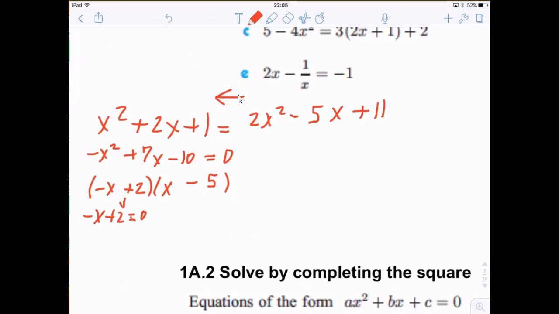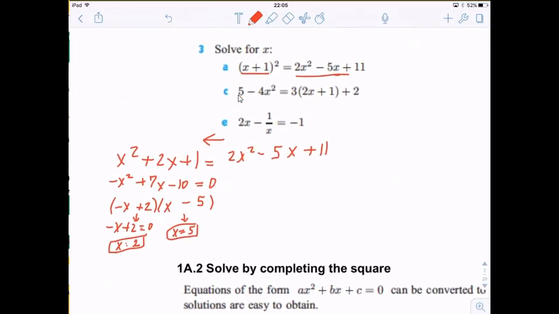Okay. So now I'm just going to figure out what the value of x is for each of these. So this would be negative x plus 2 equals 0. So x equals 2. This one, it's going to be x minus 5 equals 0, so it's going to be x equals 5. So those are the two possible values of x for A.